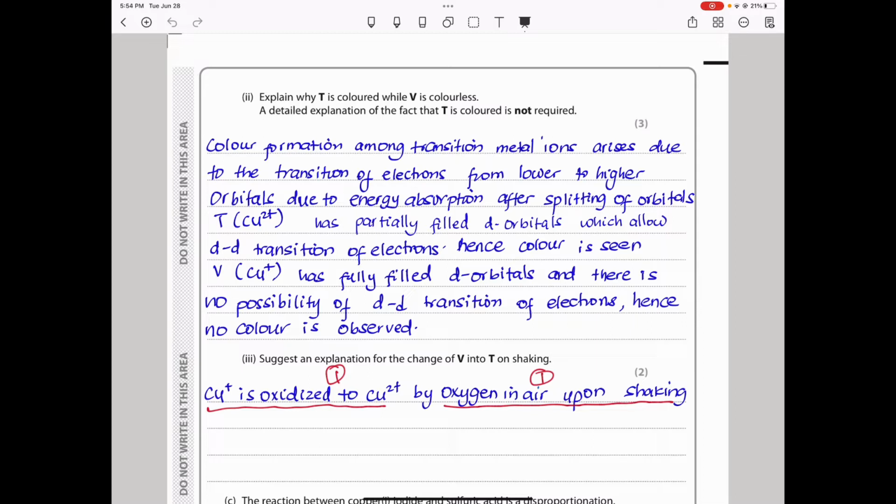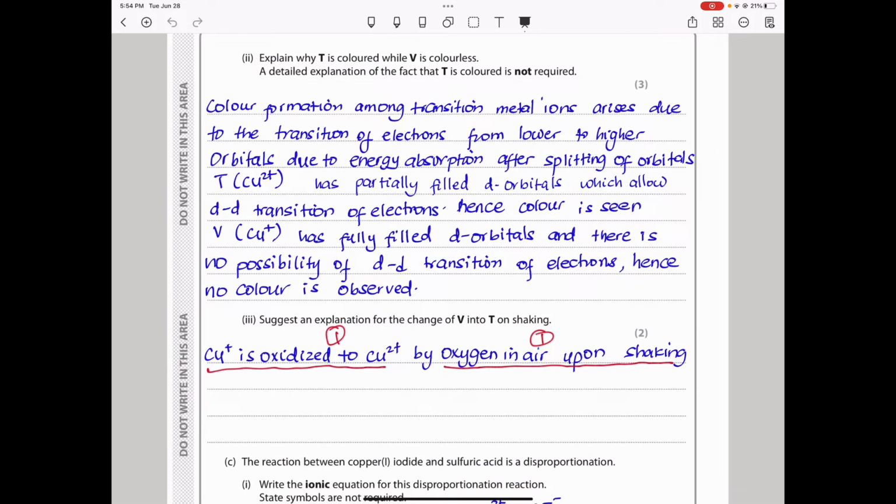And again, remember, ligands approach the central metal, they split the d orbitals into lower and higher energy level orbitals. Then the electrons in the lower energy level orbitals can absorb energy and transition to higher energy level. And when that occurs, a color is going to be observed.